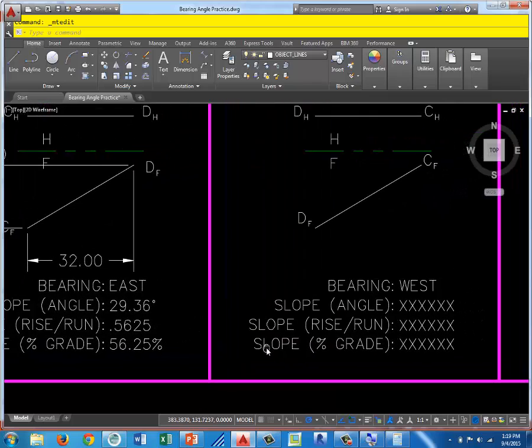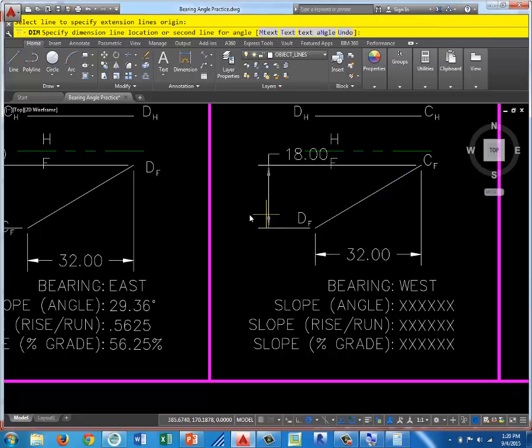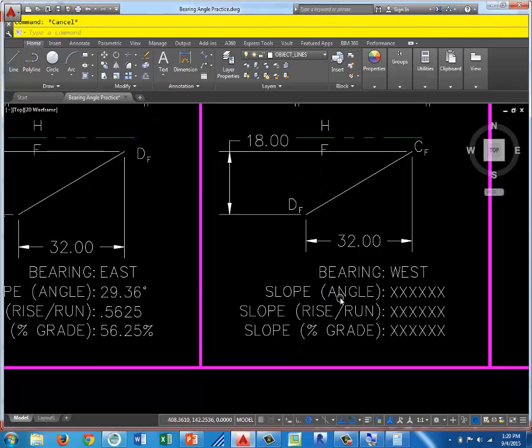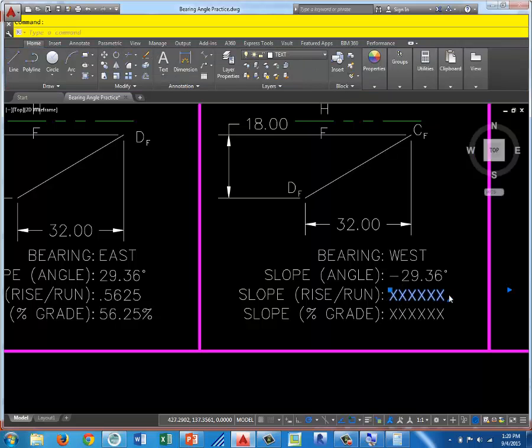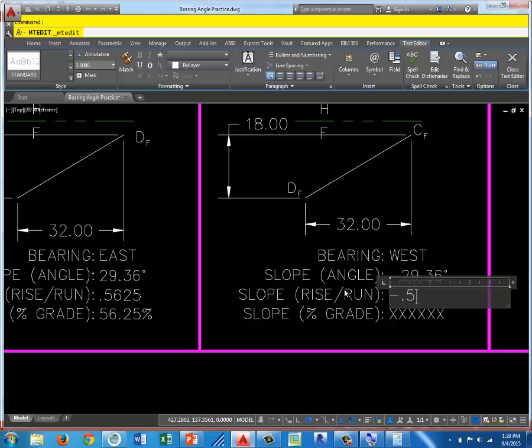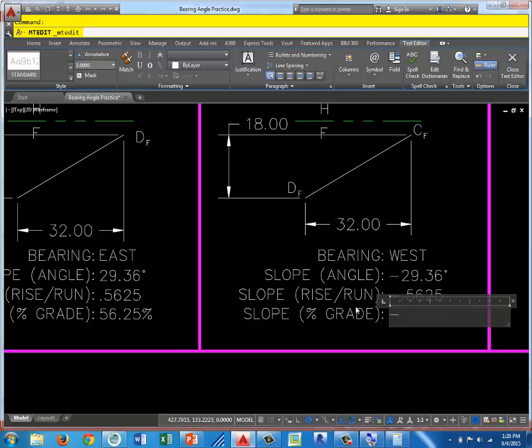So as we take a look at the next one, it's actually the same thing, but I just swapped the letters. Switch all the signs. Exactly. So same values, they're just all going to be negative now, right? Because C to D is going down away from the horizontal plane. So negative 29.360 degrees, negative 0.5625, and negative 56.25%.